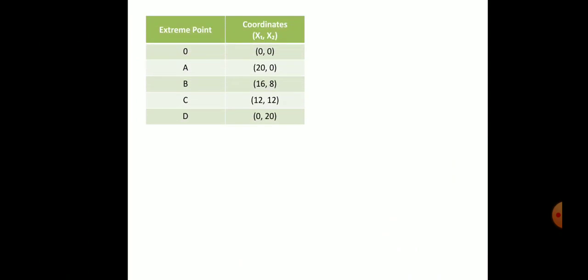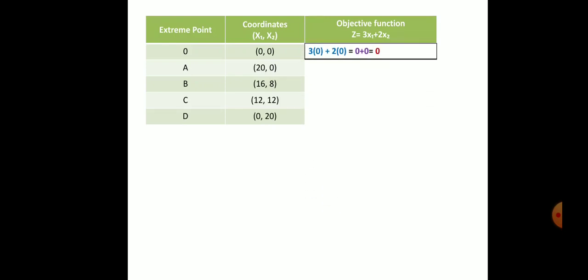Next we will find the solution by using a formula. These are the extreme points we have got: O, A, B, C, D, and their coordinates. The values of x1 and x2 we have got. The objective function z equal to 3x1 plus 2x2 is given. So if you multiply these values, we can find the value of z.